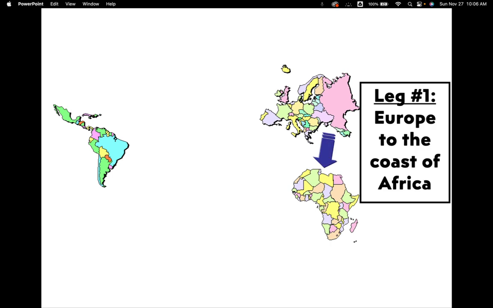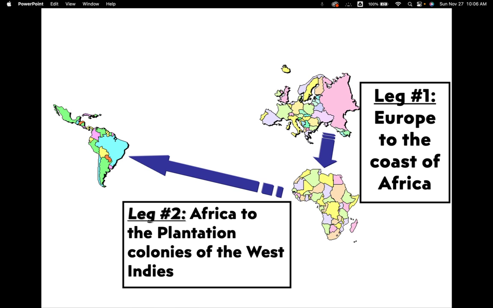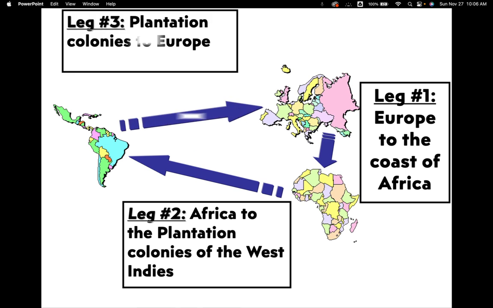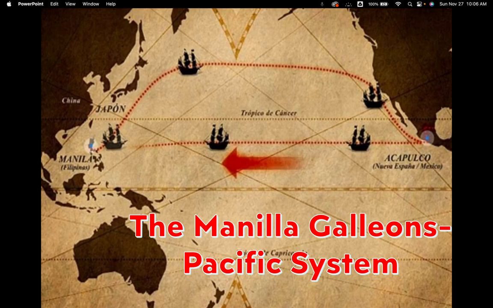We have Europe to the coast of Africa, in which finished goods, especially gunpowder weapons, were taken and traded along the coast of Africa for slaves. And so this middle passage brought slaves and other things from Africa to the plantation colonies of the West Indies. And then the last leg was the plantation colonies to Europe, in which finished goods and raw materials were transported to Europe. As we know, this is the triangle trade.